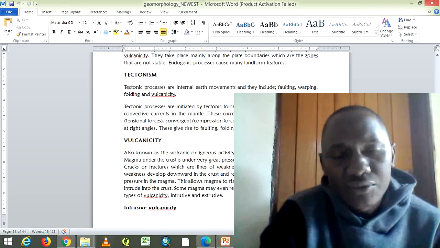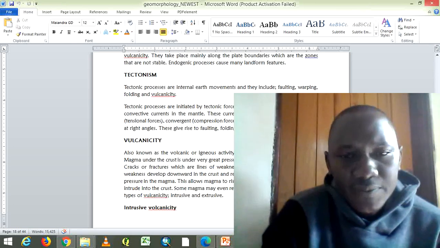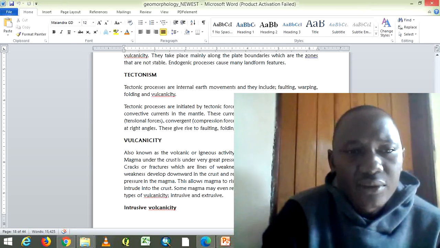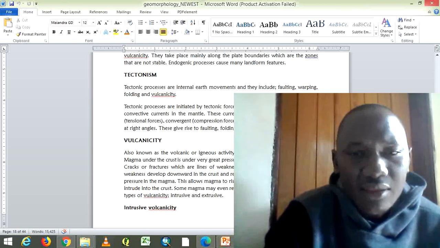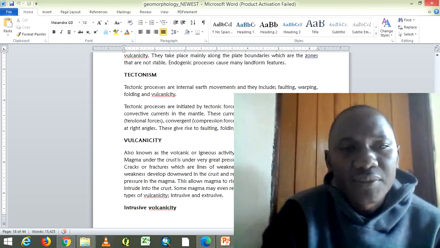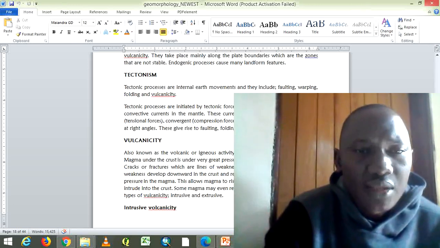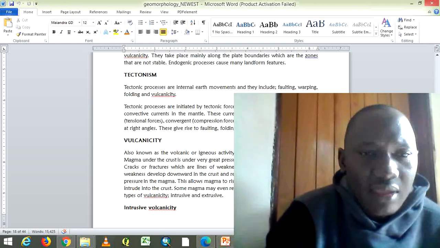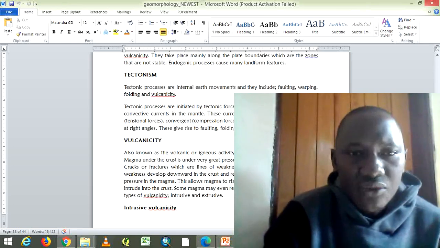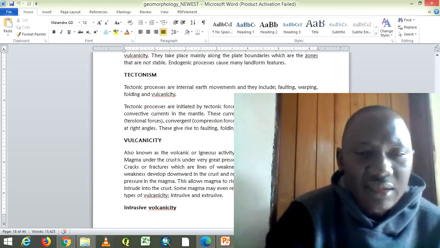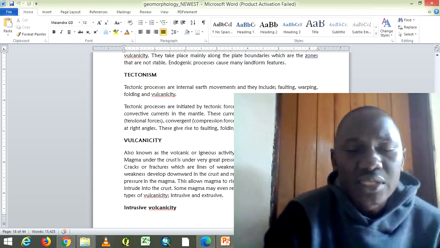Today, I want us to move on and look at tectonism, because tectonism is one of the major internal earth movements, or the mother of the internal earth movements that have helped to shape a multiplicity of landforms both on the surface of the earth and within the crust. So when we talk of tectonism, we are simply referring to processes that take place from the interior of the earth, and these include faulting, warping, folding, and volcanicity.